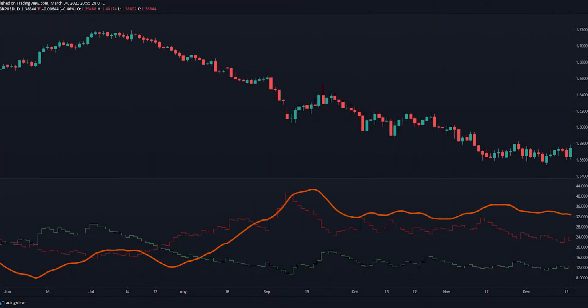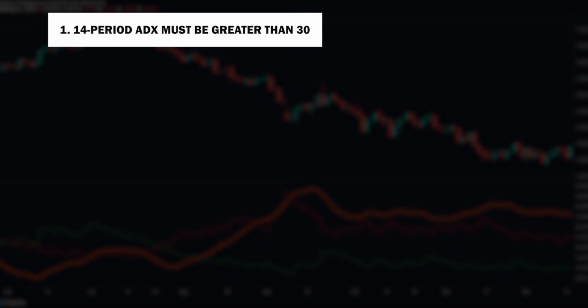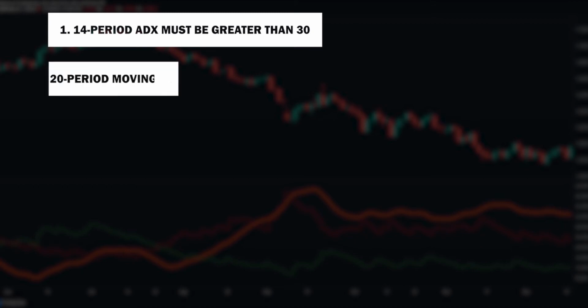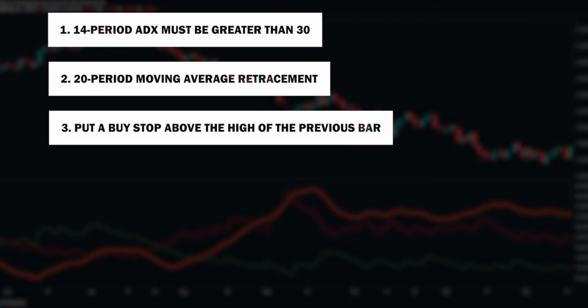The rules that you have to apply if you want to use this strategy in your trading are as follows. A 14-period ADX must initially be greater than 30 and rising. This will identify a strongly trending market. Look for a retracement at price to the 20-period exponential moving average. Usually the price retracement will be accompanied by a turndown in the ADX. When the price touches the 20-period exponential moving average, put a buy stop above the high of the previous bar.